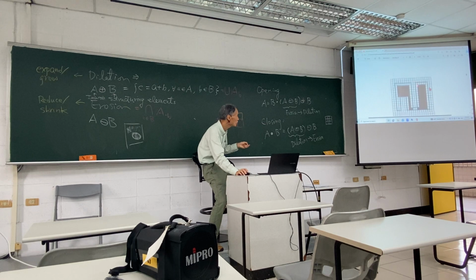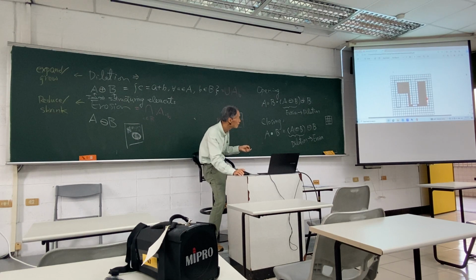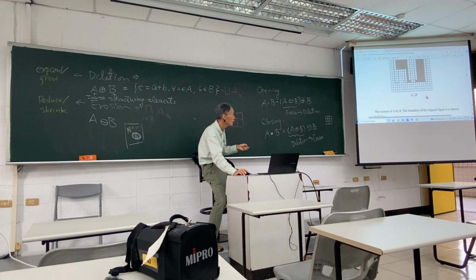What about the erosion? After the erosion, the object is separated into 2 independent objects. It is split into 2 objects. This is the result of erosion.